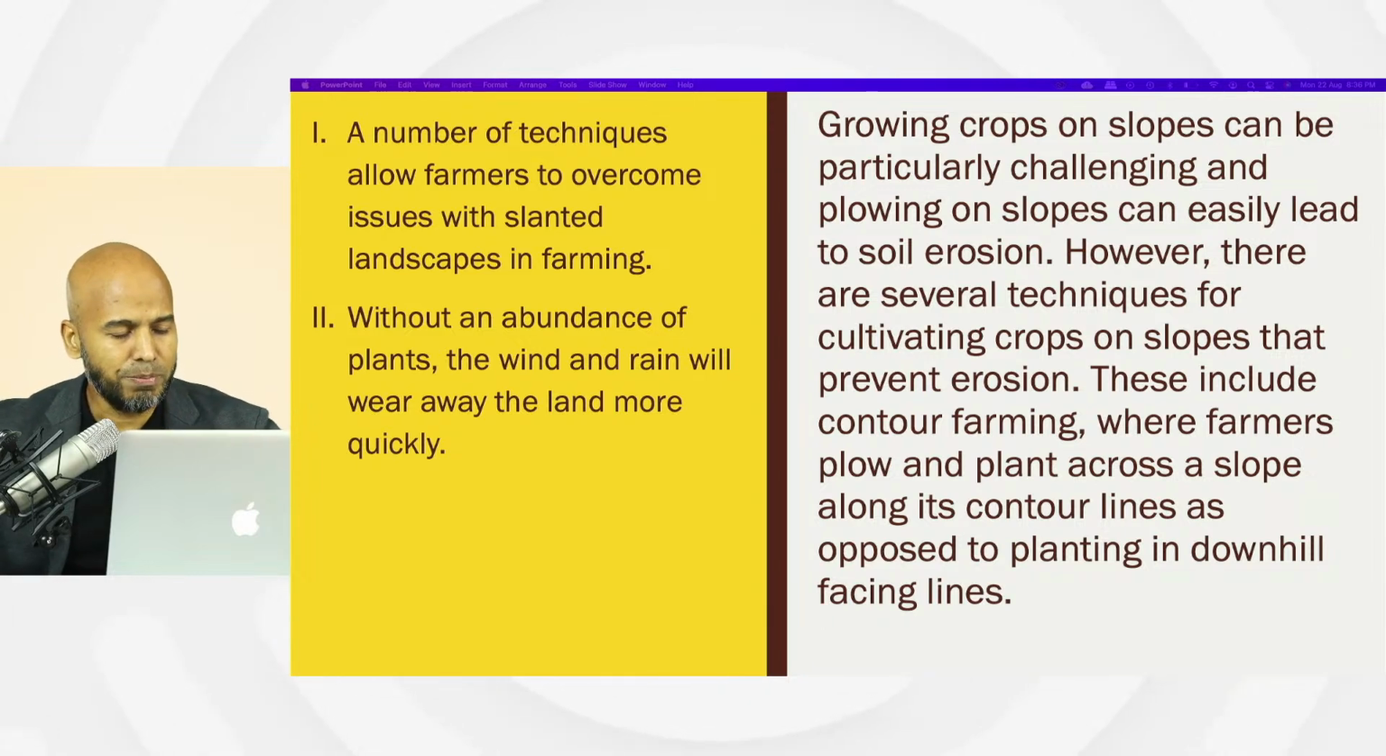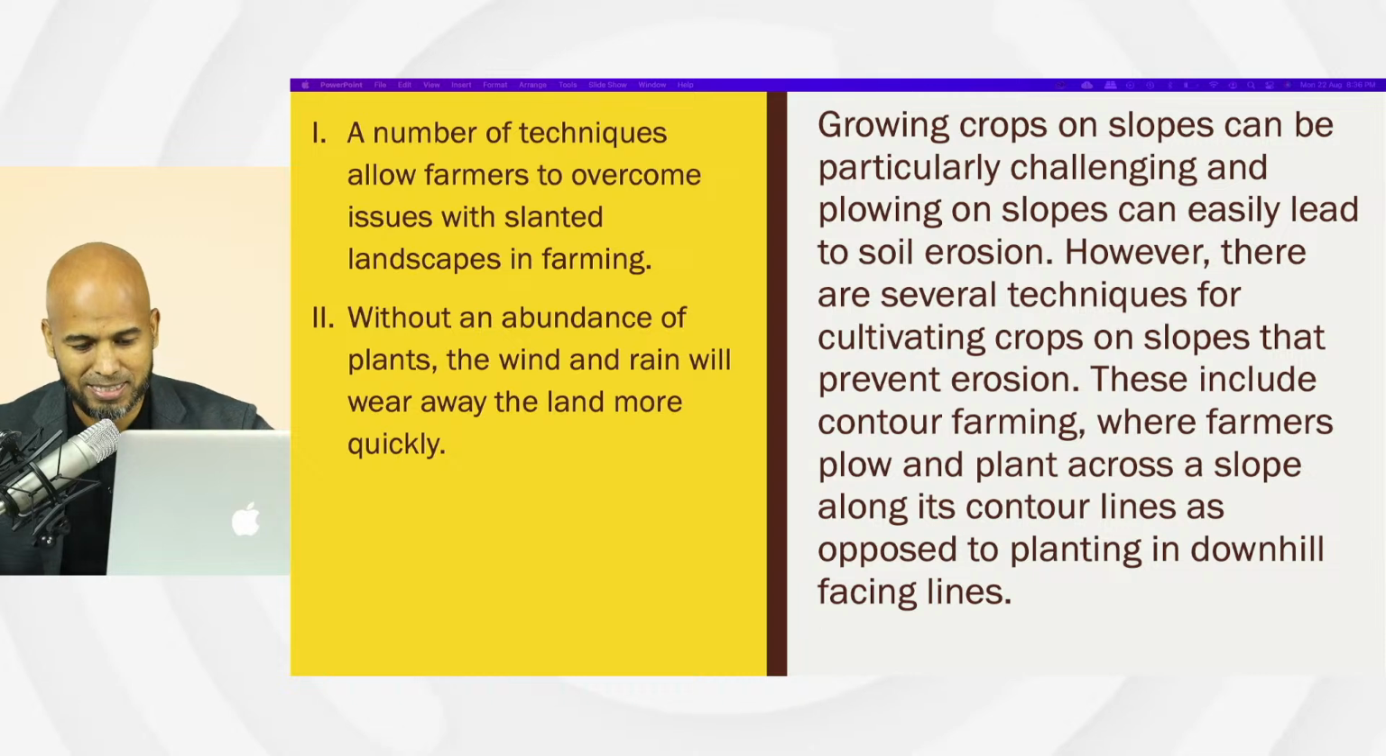Let me read. Growing crops on slopes can be particularly challenging, and plowing on slopes can easily lead to soil erosion. However, there are several techniques for cultivating crops on slopes that prevent erosion. These include contour farming, where farmers plow and plant across a slope along its contour lines, as opposed to planting in downhill facing lines.